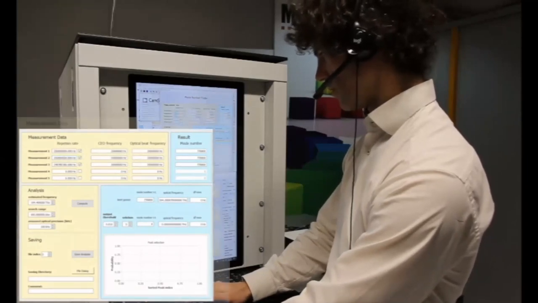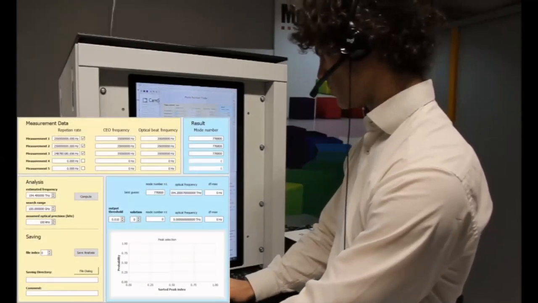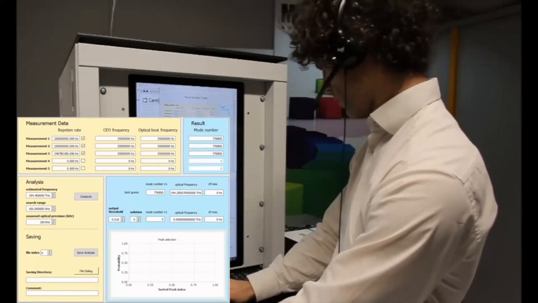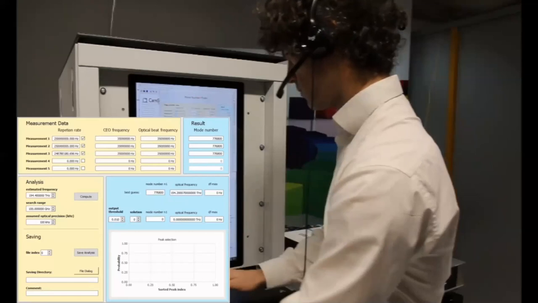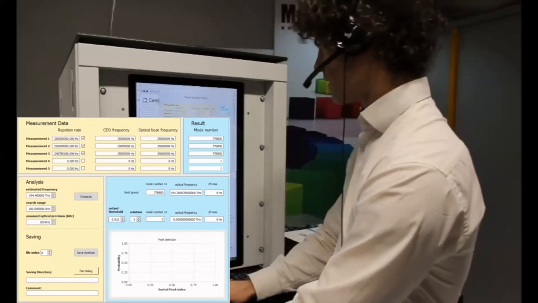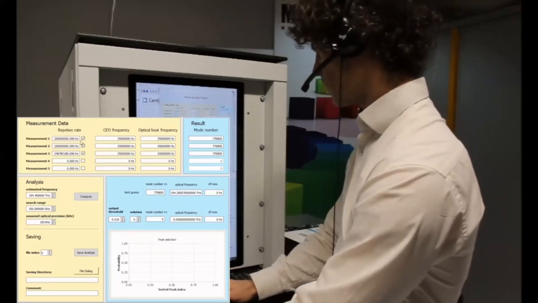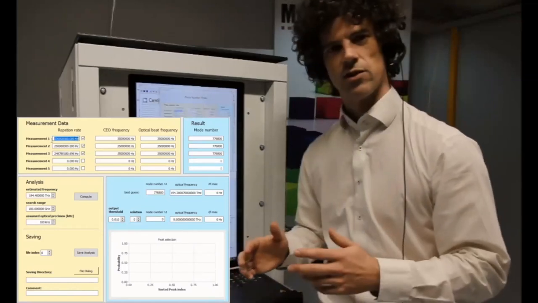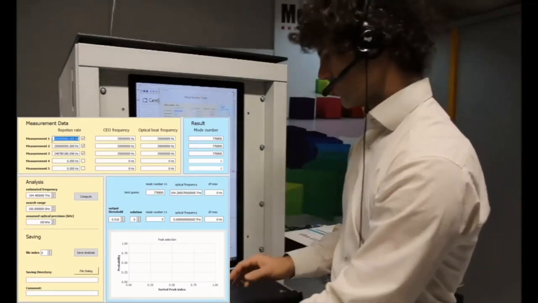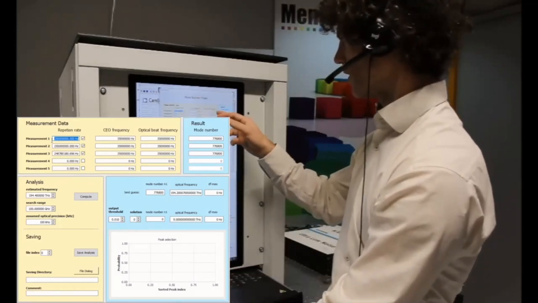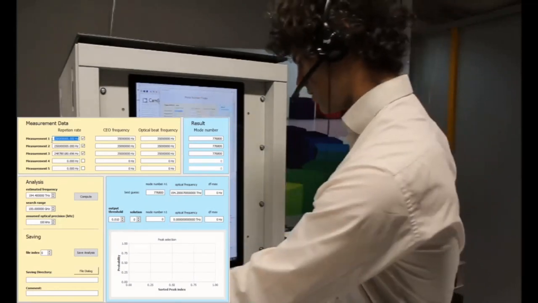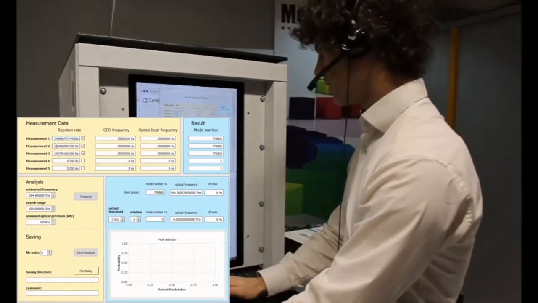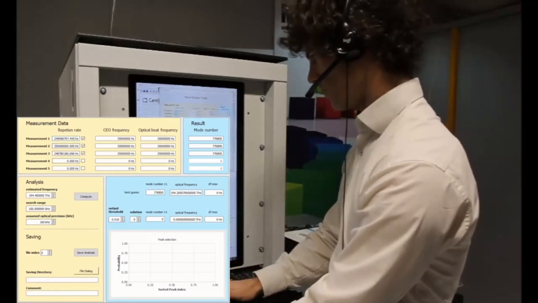Then we have our first measurement, measurement one, and we have here our first repetition rate we have to enter. The good thing is, since we know that our CO and CW were locked to 35 megahertz, and we know that we had a plus, we don't need to care about the CO and optical beat frequency. We just have to enter the frequency here. So that's for measurement number one.